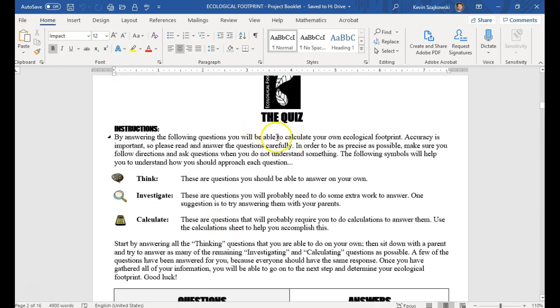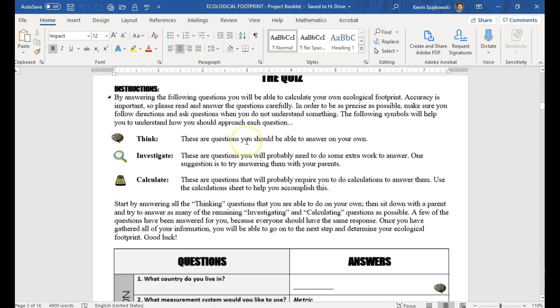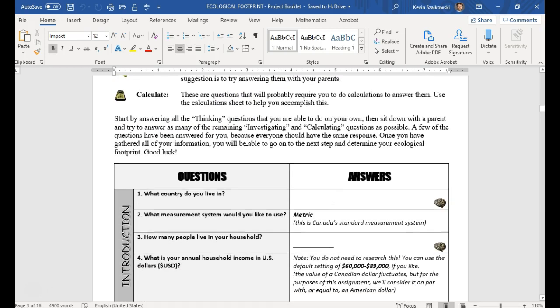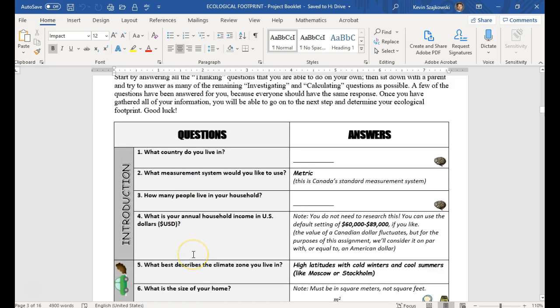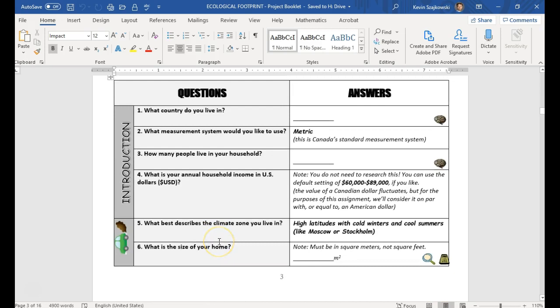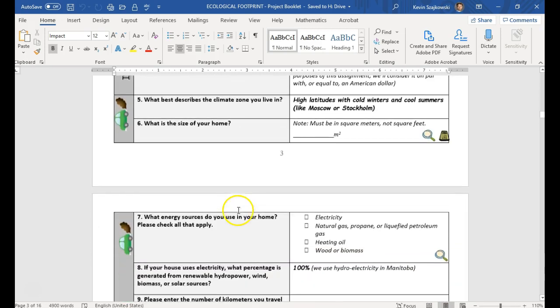And then the next few pages are about a quiz. And this is a quiz that we're asking you to take on paper, okay? And it used to be attached to an online quiz that used exactly the same 27 questions. But that online Eco Footprint calculator is now down. The website is down.